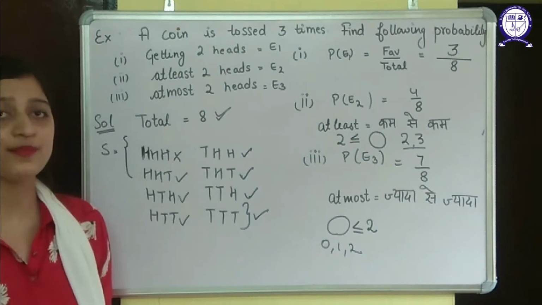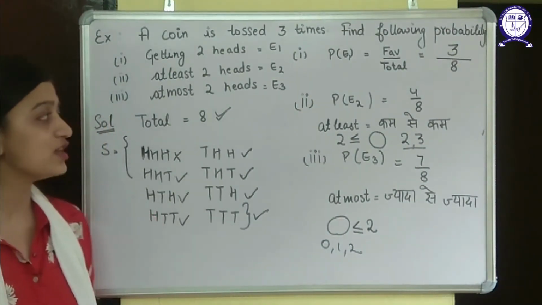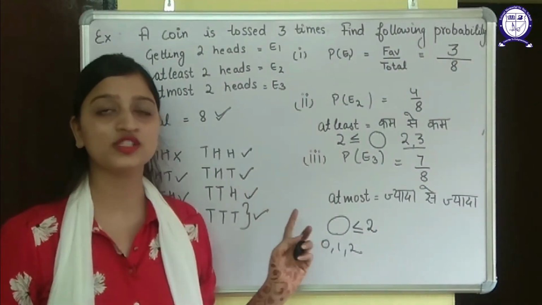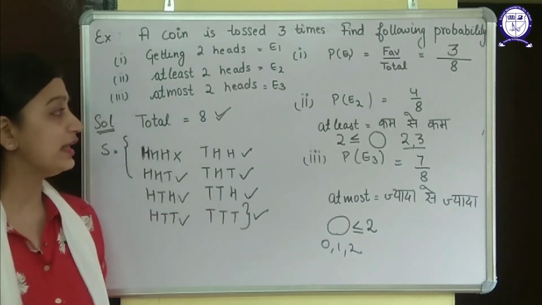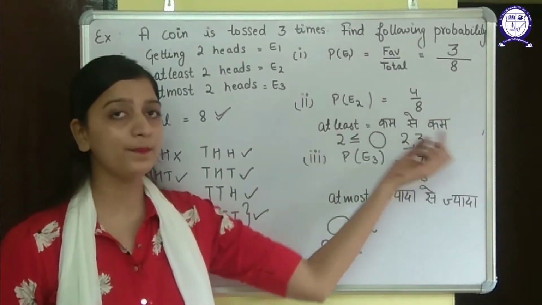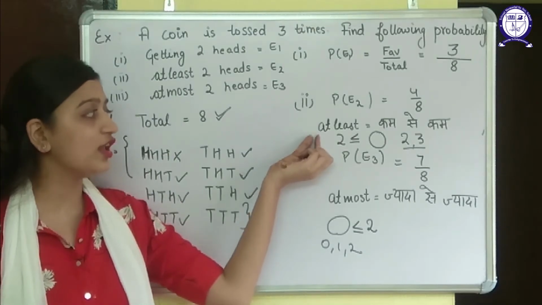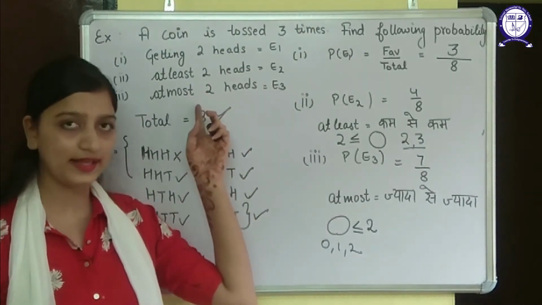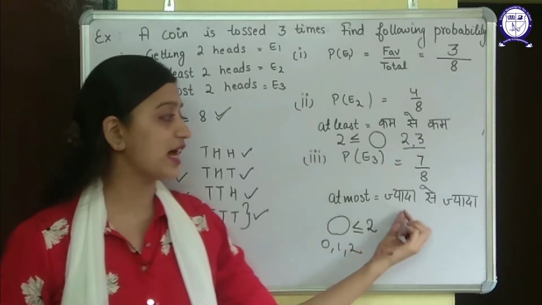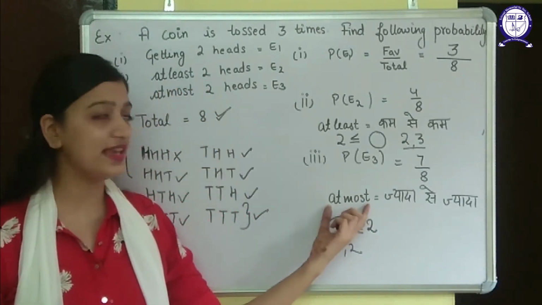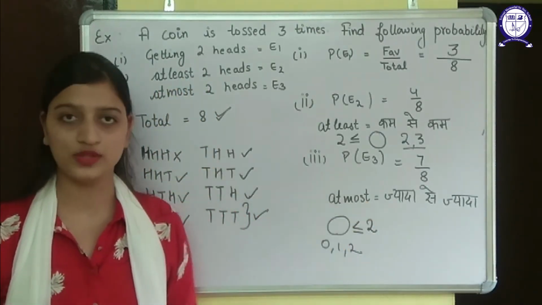Okay, these types of questions are very frequently asked. The concepts of at least and at most should be clear to you. Now, at least means kam se kam, that is equal to the number or greater than that. At most means zyada se zyada, that is less than the number or equal to that number.